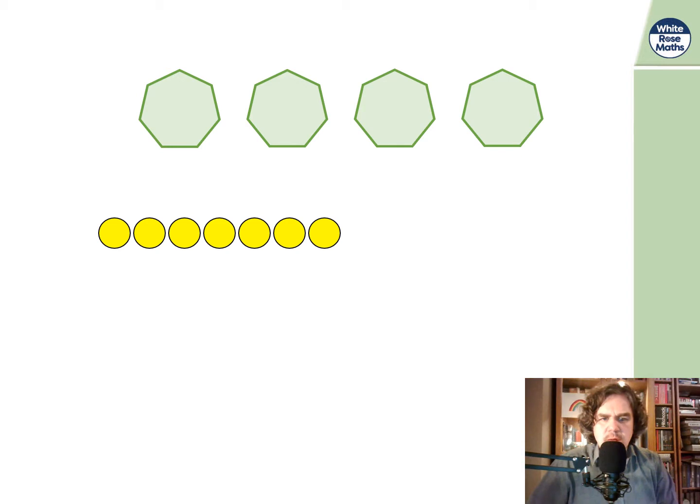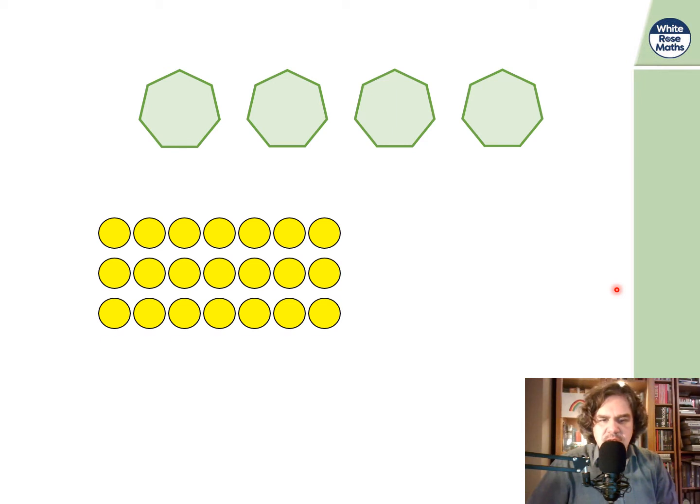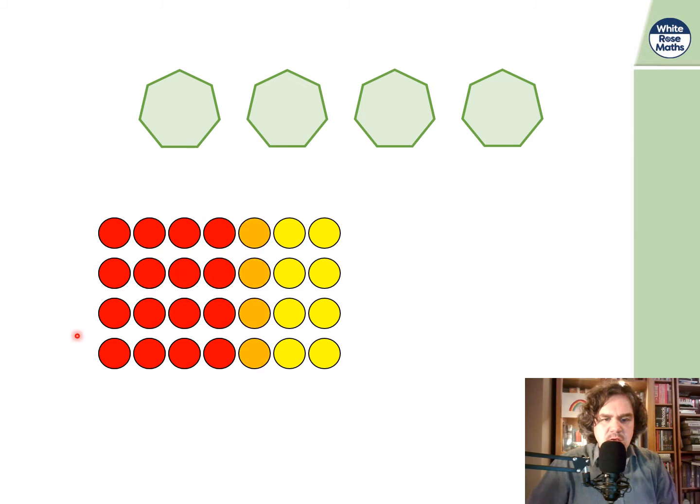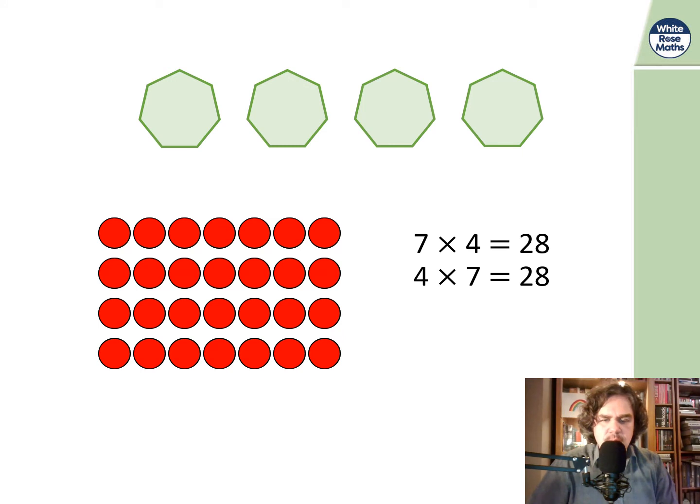We can also say that 7 times 4 is 28. We can also represent this as an array. Here's 1, 2, 3, 4, 5, 6, 7, one lot of 7. Here's 2 lots of 7, 3 lots of 7, 4 lots of 7. We could also say 1, 2, 3, 4, 5, 6, 7 lots of 4.